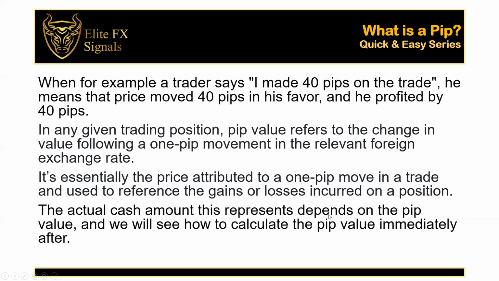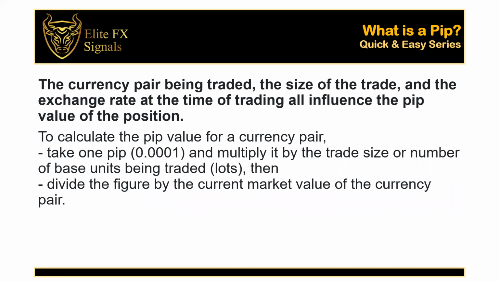The actual cash amount this represents depends on the pip value, okay? So if I make 15 pips gain on the euro dollar, for example, the amount that I will gain will be different than if I made the same 15 pips gain on another pair. And the reason why is because the pip value will be different, okay? So we'll see how to calculate that pip value. The currency pair being traded, the size of our trade, and the exchange rate at the time of our trade, all of that does influence the pip value of the position.